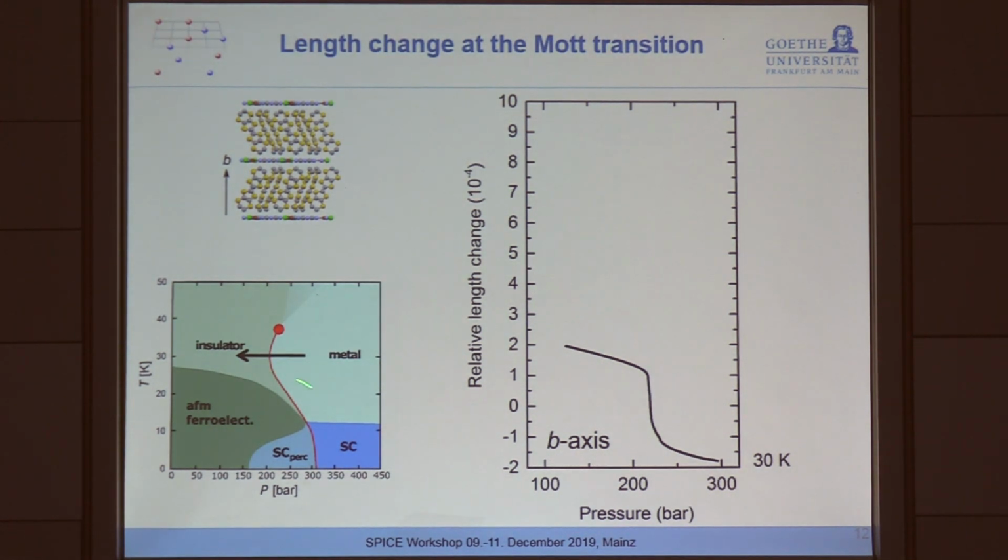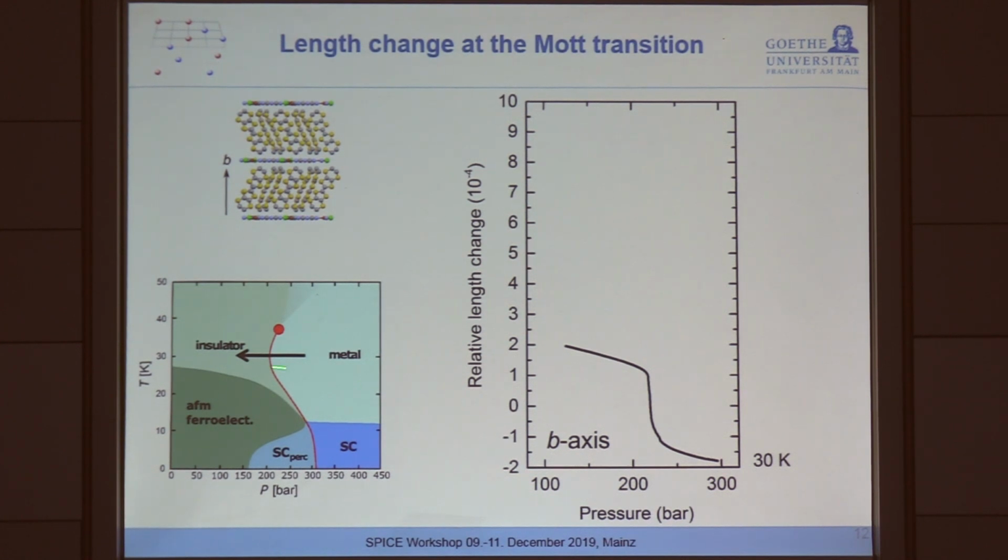So we started here at 300 bars at 30 Kelvin and crossed, upon decreasing the pressure, the first order metal-insulator transition. This is what we got. We see a slightly broadened jump-like increase of the sample length, indicating that we are crossing a first order transition, so sample length suddenly increases. And this is also consistent with the notion that on the metallic side, the bond is a little stronger than on the insulating side. So once the electrons become localized, bonds get weaker, the lattice expands.